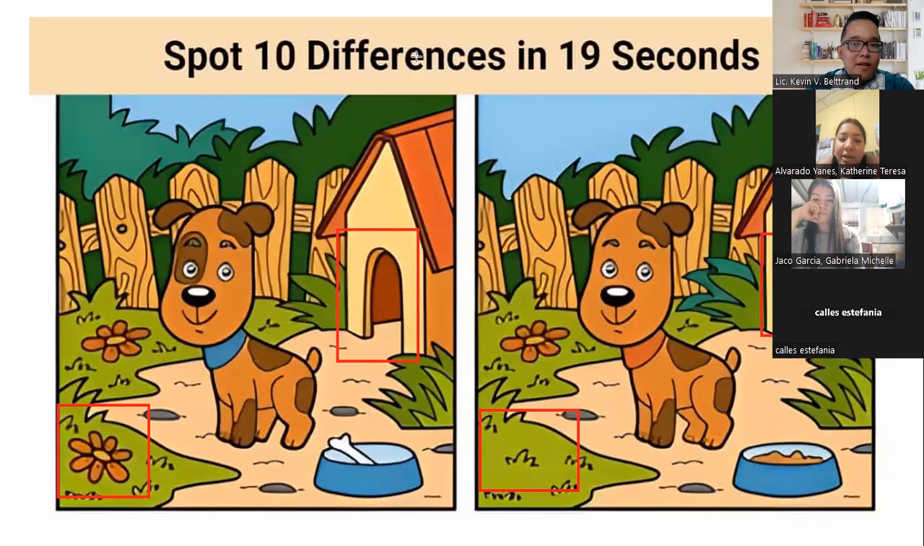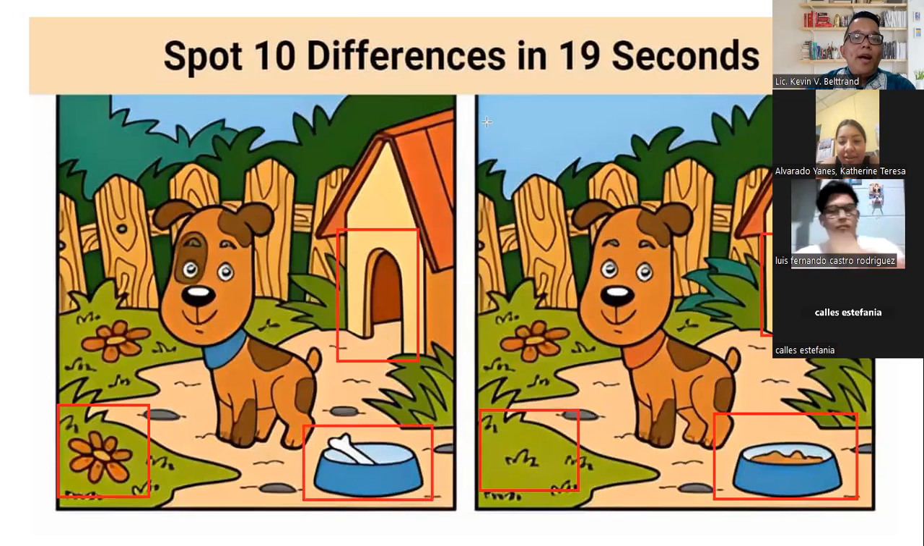The second image has no bone. All right. On the plate, right? Good. There is no bone here. Okay, so we have 3. Next. The eye. What happens with the eye? Patch. One more time. A patch on the eye. Spot, yes, like a spot on its eye. Very good. Okay, so we have 4. There are 6 missing. Let's go.